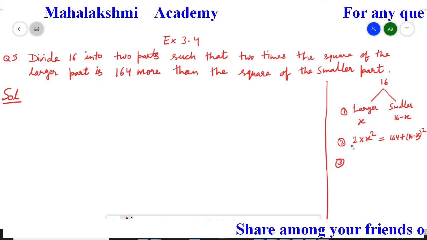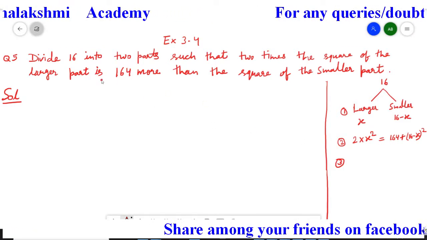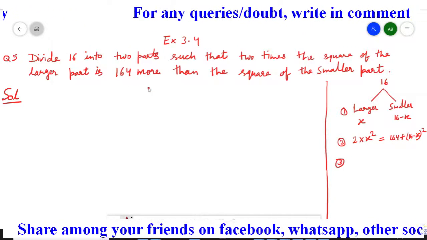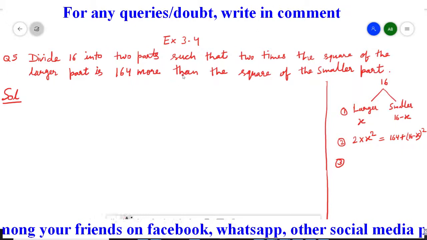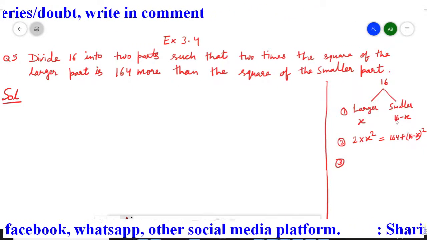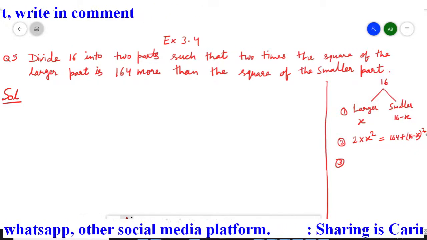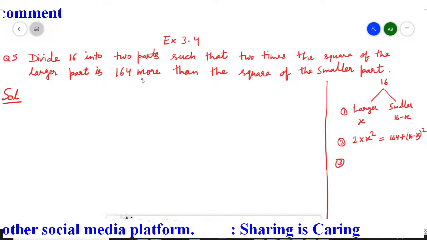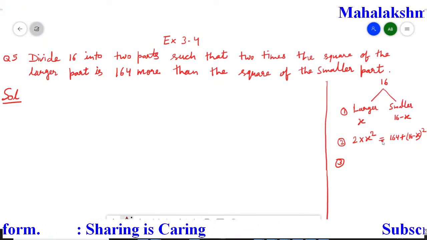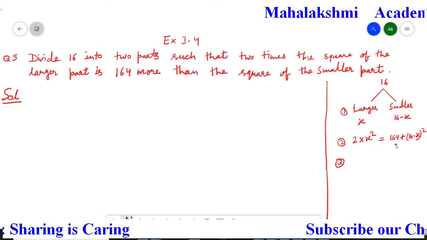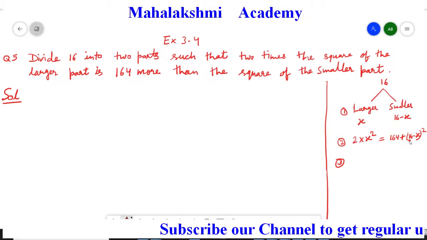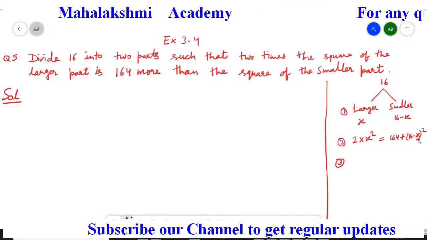Instead of is, just put here the equal to symbol and then 164 more. 164 more means 164 plus. So 164 more than the square of the smaller part. So what is the smaller part here? 16 minus x, square. So like this we have to balance this equation. So 2 times the square of larger part is, instead of is, put equal to 164 more. That's why 164 plus the square of the smaller part. So just do smaller part square.